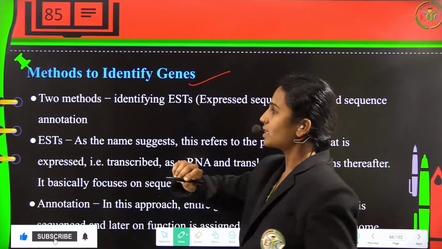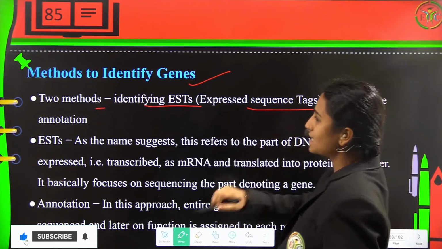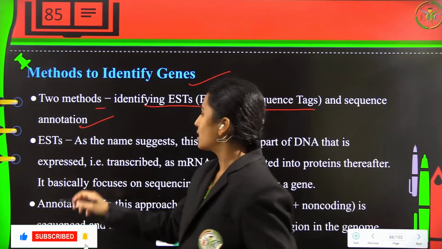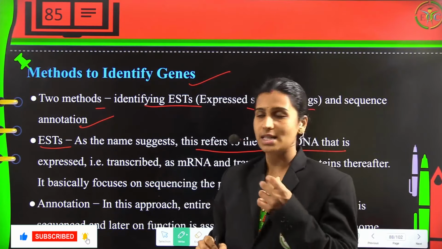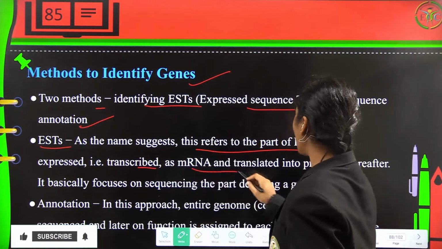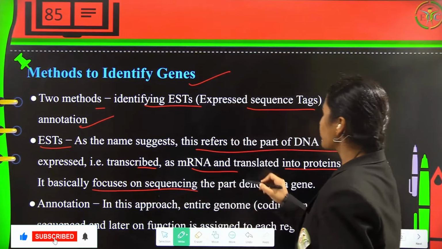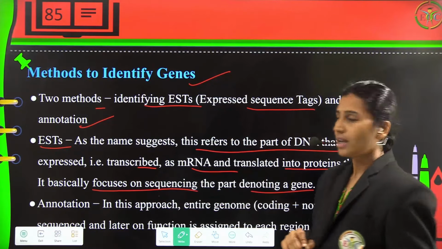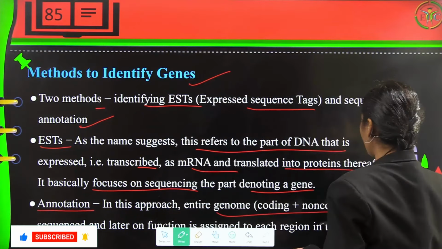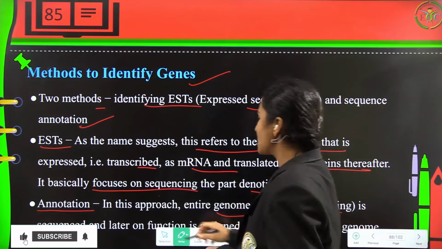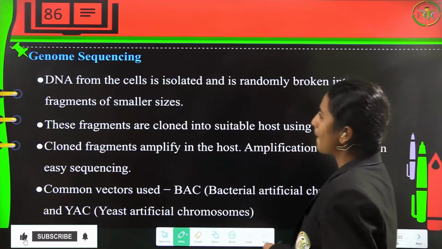Now, there are two methods to identify genes. One is identifying ESTs, which are expressed sequence tags, and the other is sequence annotation. ESTs, as the name suggests, refer to the part of DNA which is expressed, that is, transcribed as mRNA and translated into proteins. This approach focuses on sequencing the part denoting a gene. In annotation, the entire genome, both coding and non-coding, is sequenced and then functions are associated with regions in the genome.